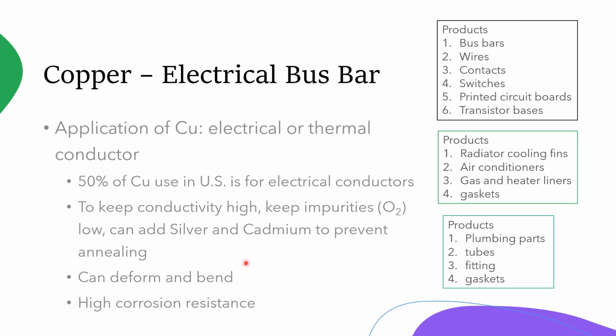So property, when you take a look at it, copper can deform, okay, and copper can bend. And those are the desired qualities we want in copper, okay? We don't want it to be so brittle. And they're also high corrosion resistant, okay?